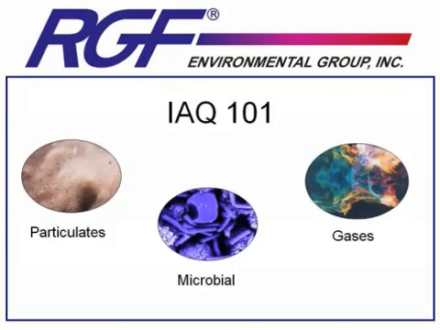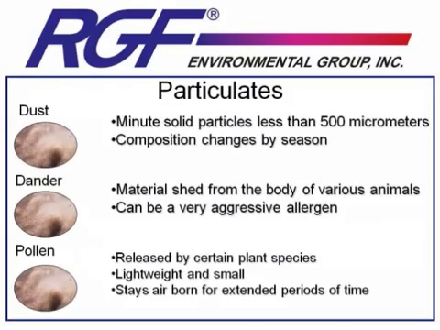We divide indoor air quality pollutants into three separate categories: particulates, microbes, and gases. Particulates are what most consumers think of when they first think of indoor air quality. Dust is a catch-all term for solid particles in the air less than 500 microns in size. The composition changes by season and geographically. In a desert climate like Arizona, you'll find more ultra-fine sand. In a forested area like Florida, you'll find more plant matter.